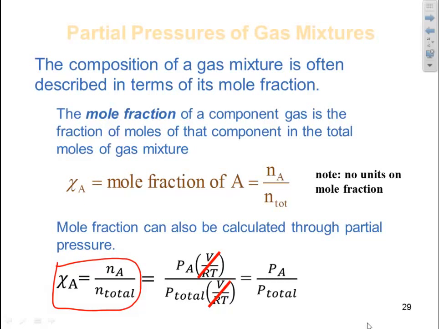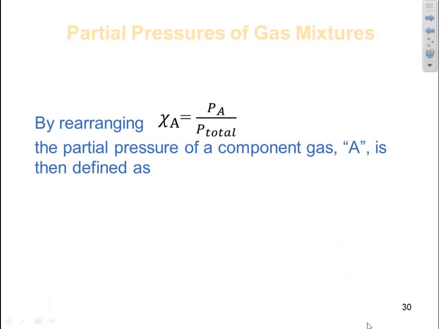So mole fraction can be calculated by your moles, which makes sense, so natural. The number of moles of A over the total will give me my mole fraction, as well as taking the partial pressure of A divided by the total pressure will also give you the mole fraction of A. Rearranging chi equal to partial pressure of A over the total pressure, the partial pressure of the gas A is defined as your mole fraction times your total pressure.